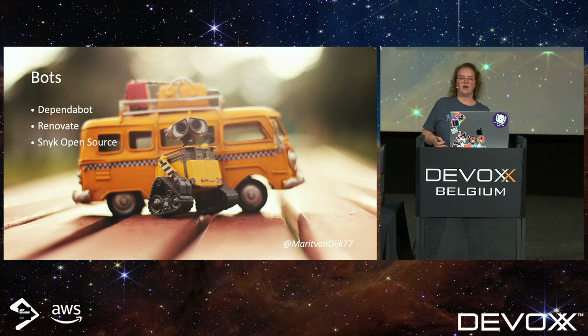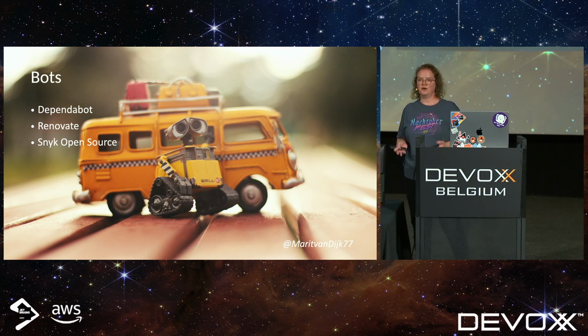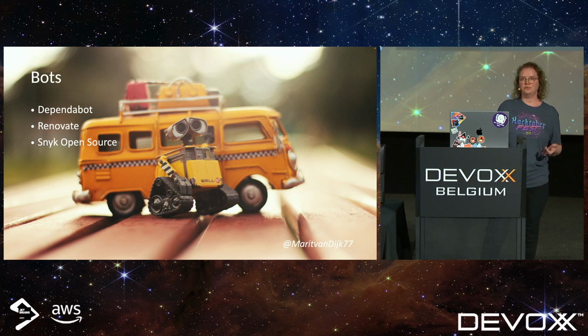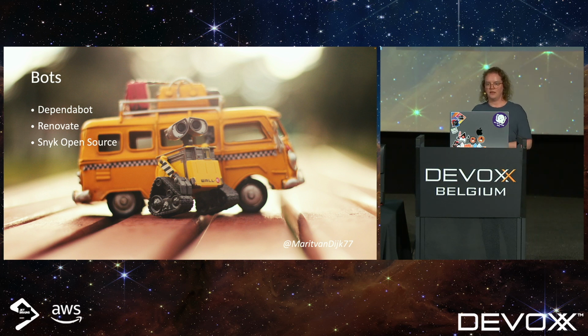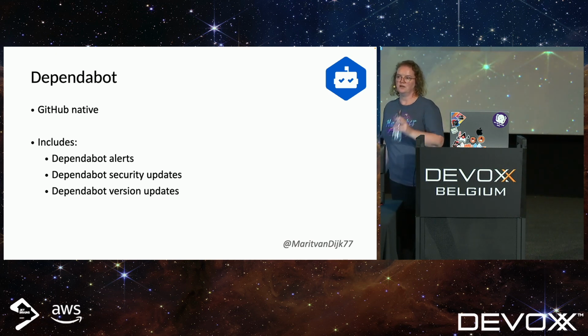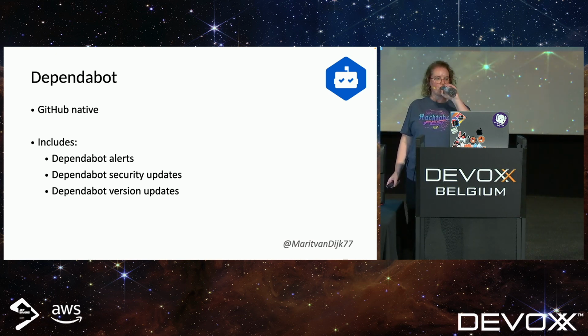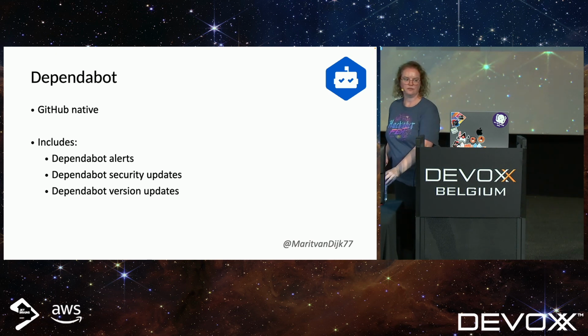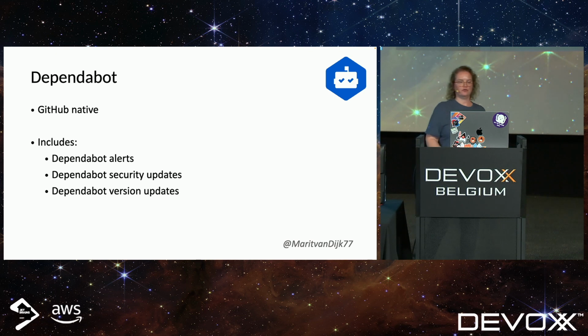For the JVM, we have 3 options: Dependabot, Renovate, and Snyk Open Source. If you're using different languages, there are a bunch of other bots, but I use mainly JVM, so I'm looking only at these. Dependabot is GitHub native. It was acquired by GitHub in 2019. And it includes several options: Dependabot alerts, Dependabot security updates, and version updates.